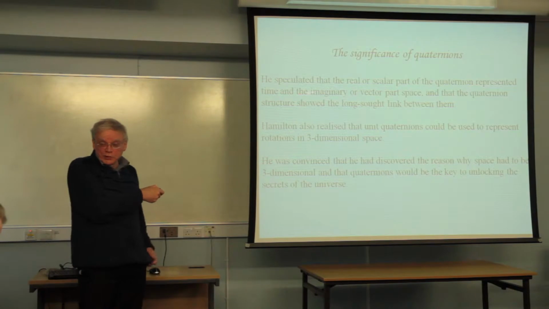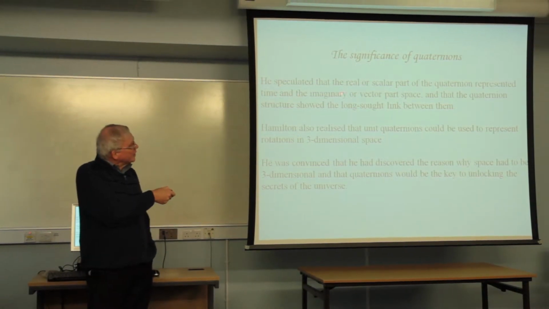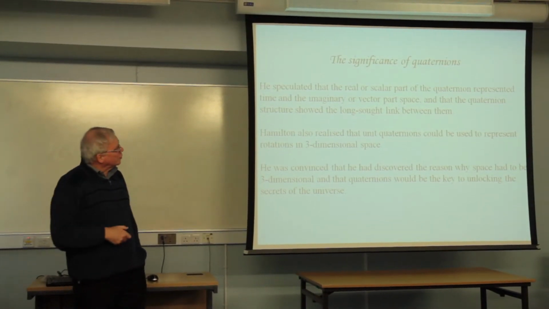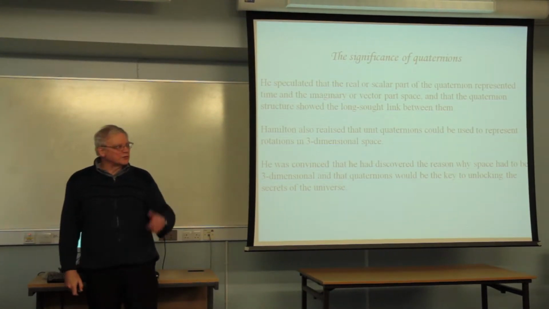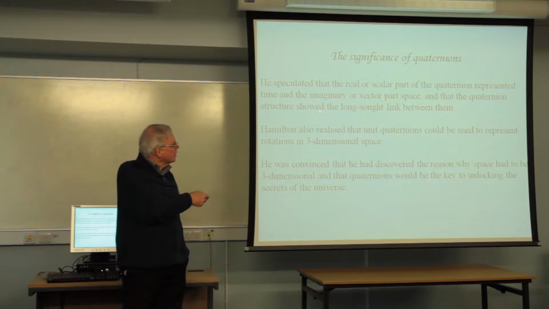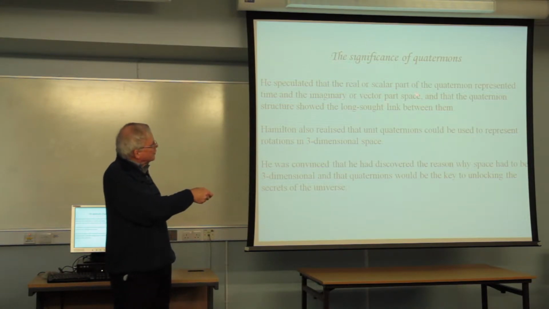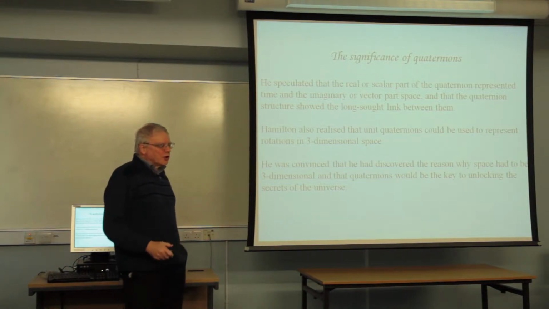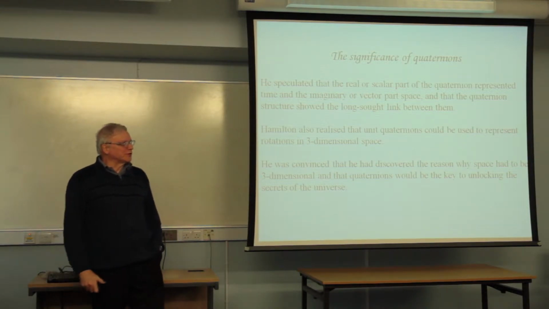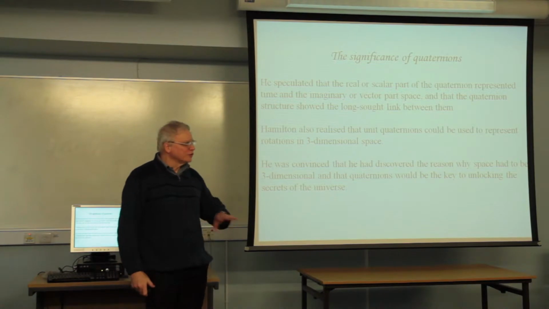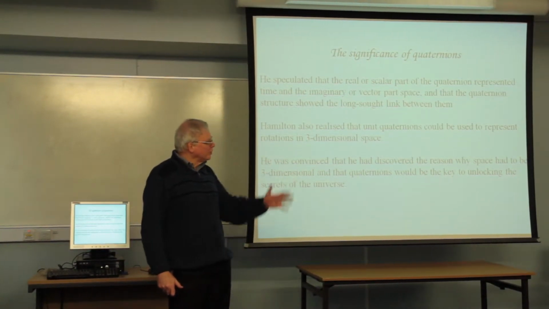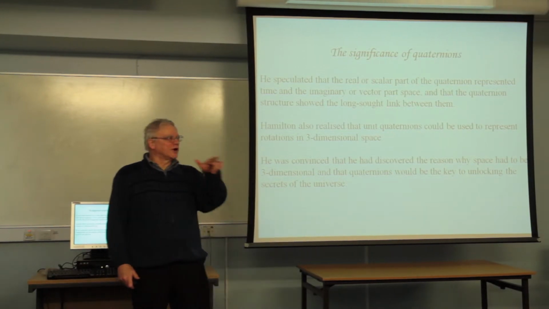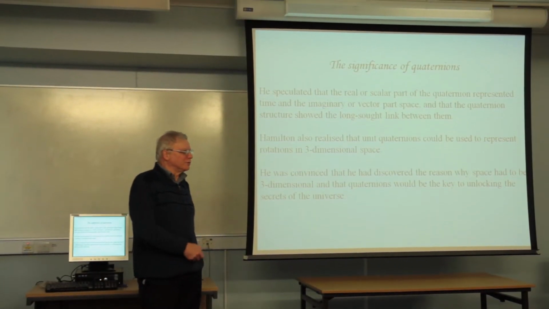Now, this is what you were asking me earlier. He speculated that the real or scalar part of the quaternion wasn't space-like, it was time-like. That represented time. And the imaginary part represented the space. And so, this was the long-lost link, perhaps, between space and time. And he had all kinds of strange expressions for it, like tri-dimensional progression, and various things like that.